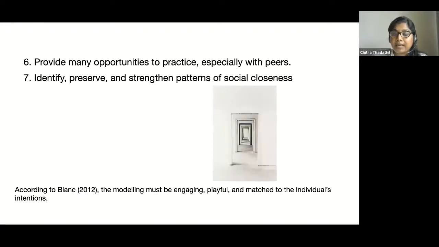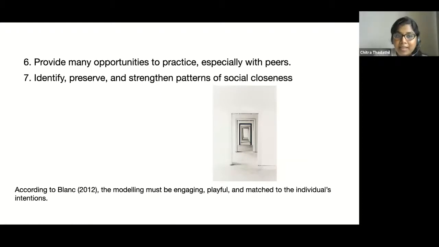Number 6, the sixth step, provide many opportunities to practice, especially with peers. If they don't have a peer, you can have their sibling. If they don't have a sibling, I encourage parents to have a pet at home, especially a dog, which is very communicative. Children try and interact a lot with their pets, and that'll help them to build language. And there is a lot of research also on having pets and language building in children with autism.